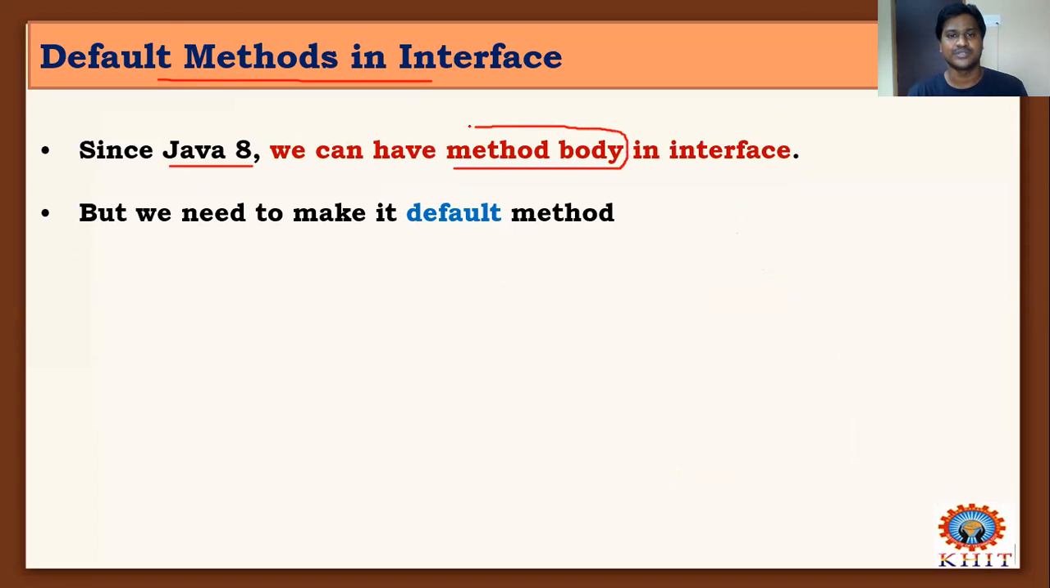See, this one is important. Till now, we know that an interface is only for defining abstract methods without the body of the method. But here it is allowed from Java 8 onwards. You can have a method body in the interface, but we need to declare that method as default. See the example to understand this one.